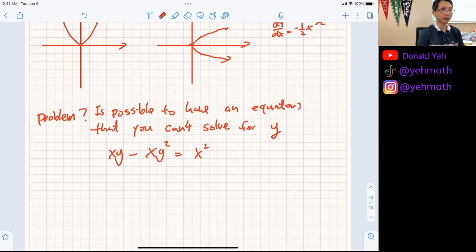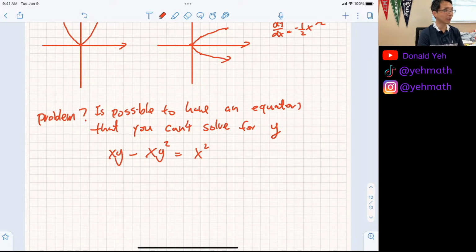Deborah, why are you shaking your head? Why can you not solve for y? I don't know. Is it possible to have an equation that you can't solve for y? Okay, so it'll be a contradicting statement, right? But the thing is, can you isolate the y here? Is it possible for you to isolate?